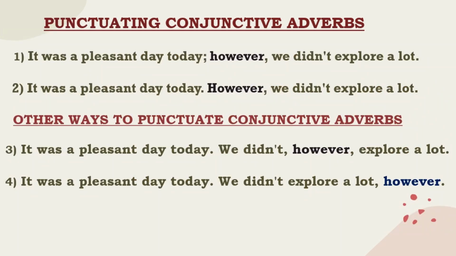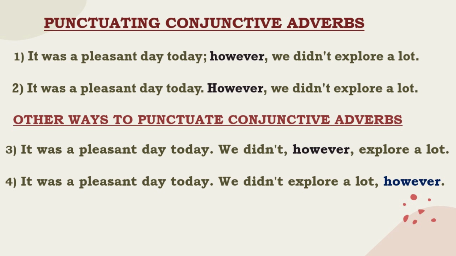There are multiple ways to punctuate a compound sentence. Here is an example. It was a pleasant day today. However, we didn't explore a lot. We know how to punctuate a compound sentence when the conjunctive adverb comes between the independent clauses. We would punctuate this in the following way. It was a pleasant day today; however, we didn't explore a lot.